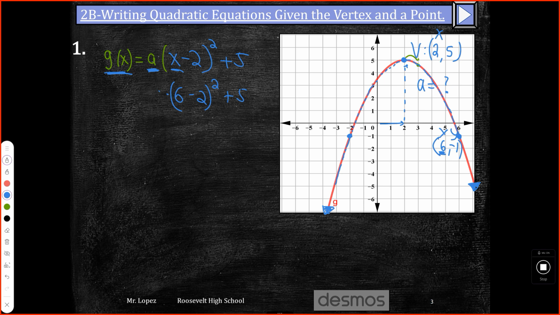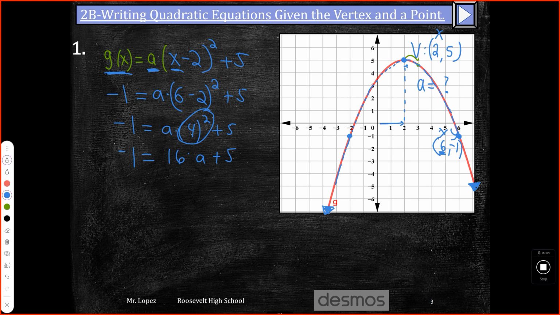We're trying to solve for a. And g of x is -1. We're going to solve here now. -1 is equal to a times (6 minus 2 is 4) squared plus 5. We get -1 equals 4 squared is 16, 16a plus 5.